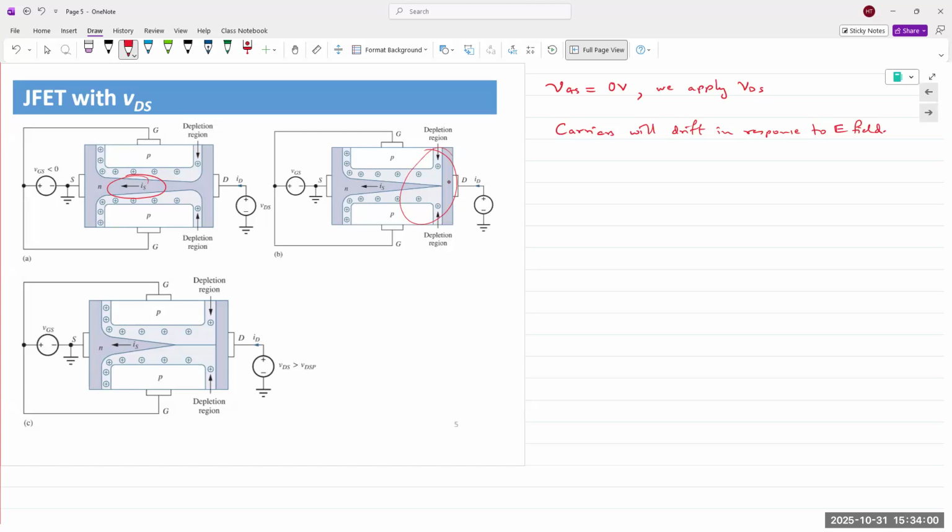So a merging effect takes place. Reverse bias makes it pinch off. Well, reverse bias increases the depletion region width, and because it's increasing the depletion region width, it results in pinch off.